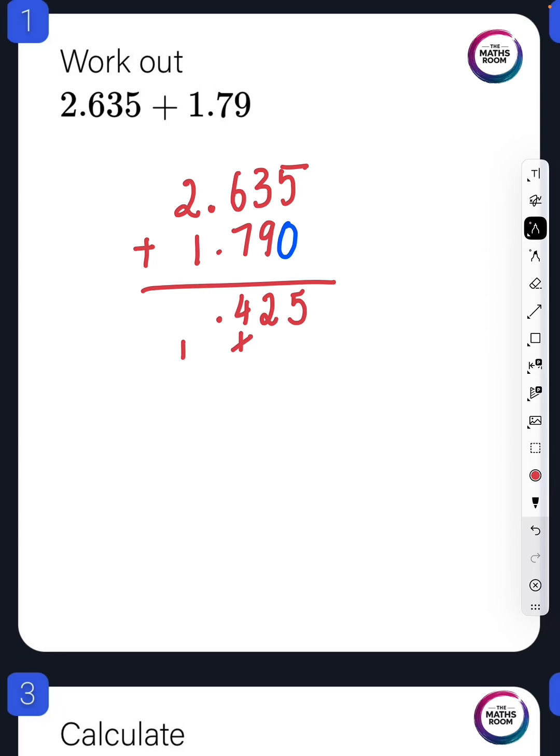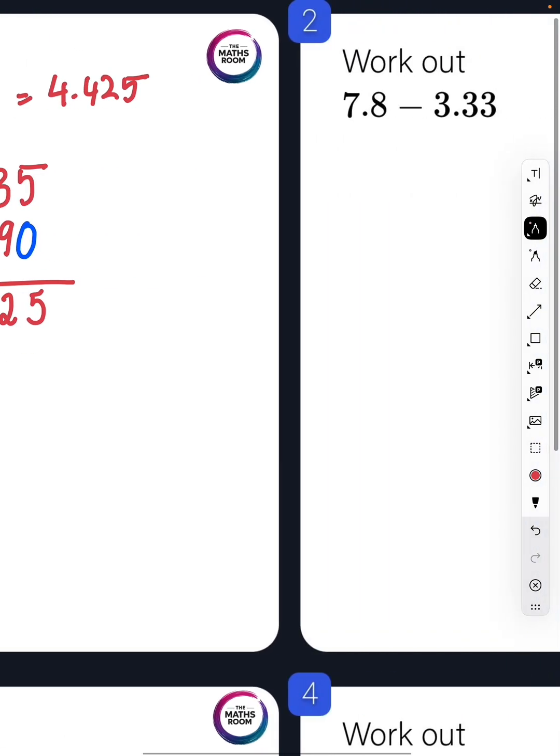Aligning my decimals, 2 plus 1 is 3, plus 1, 4. So your answer for that is 4.425. Let's move on to question number 2.